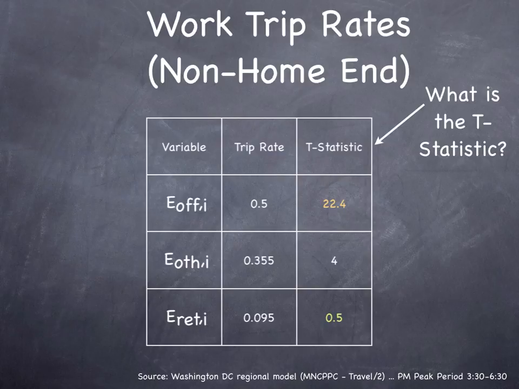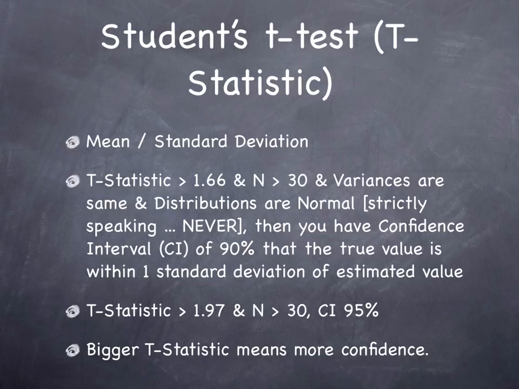What is the t-statistic? It tells us statistical significance. A higher t-statistic is better. For a two-sided t-test with 30 observations, to have 90% confidence that your value is different from zero, you want a t-statistic greater than 1.7. For 95%, you want a t-statistic greater than 2.0, and for 99%, you want a t-statistic greater than 2.75. A t-statistic of 22.4 indicates that it's far more likely that the value of the coefficient for office employees is statistically different from zero than a t-statistic of 0.5.